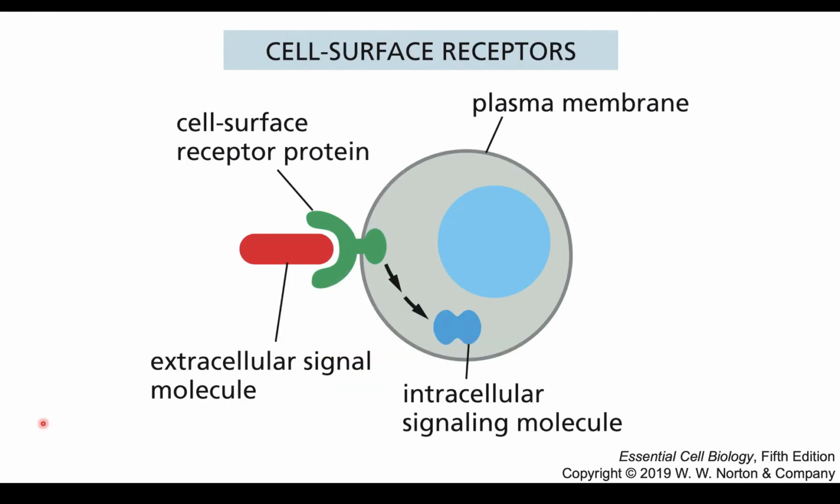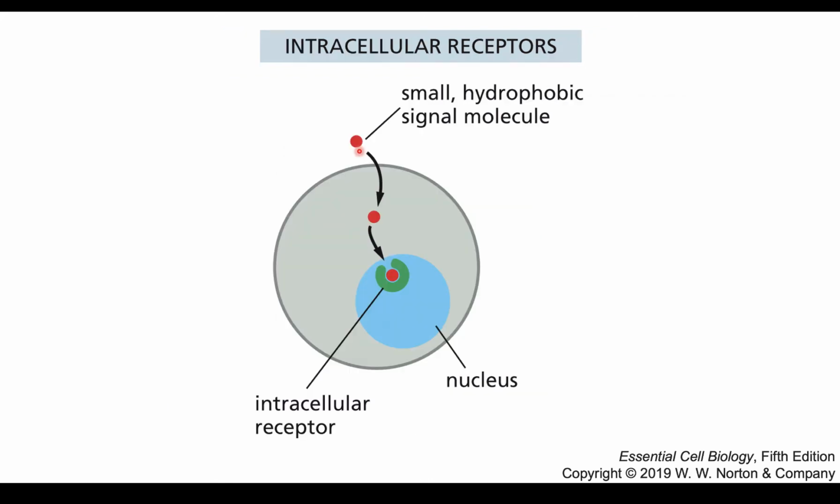Signals can also vary in the location of the receptor. In the case of extracellular signaling molecules, these are signals that are too large or charged or both, and therefore cannot pass between the phospholipids of the plasma membrane, and instead must bind to a receptor that is found in the cell membrane. Smaller signals that are hydrophobic, they have no charge, can cross between phospholipids and enter the cell, and they bind to an intracellular receptor. This might be found within the cytoplasm, or in this case, the receptor is actually within the nucleus.